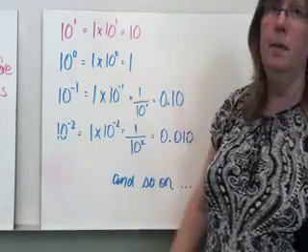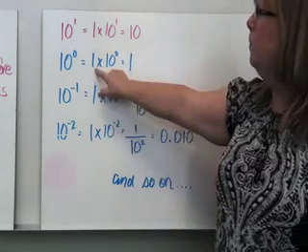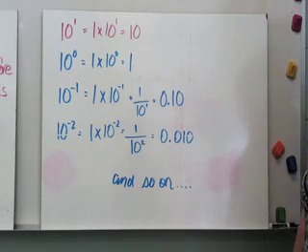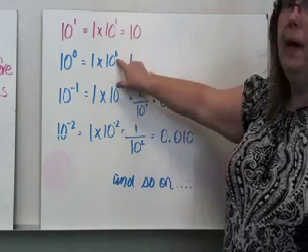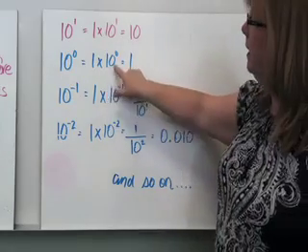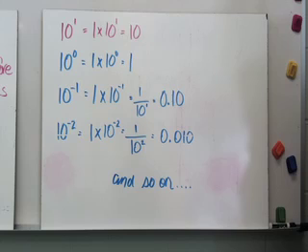10 raised to the 0 power is the same as 1 times 10 to the 0. And if you remember, any number raised to a 0 power is equal to 1. And so in this case, 1 times 10 to the 0 is equal to 1.